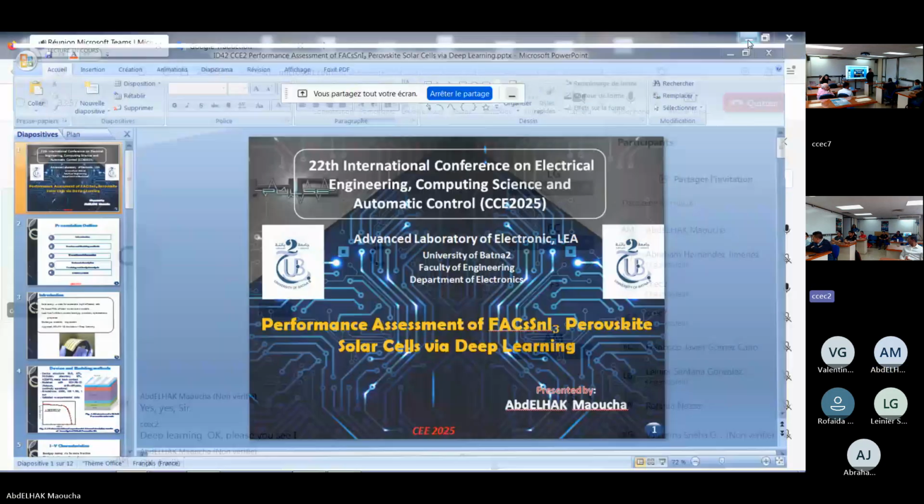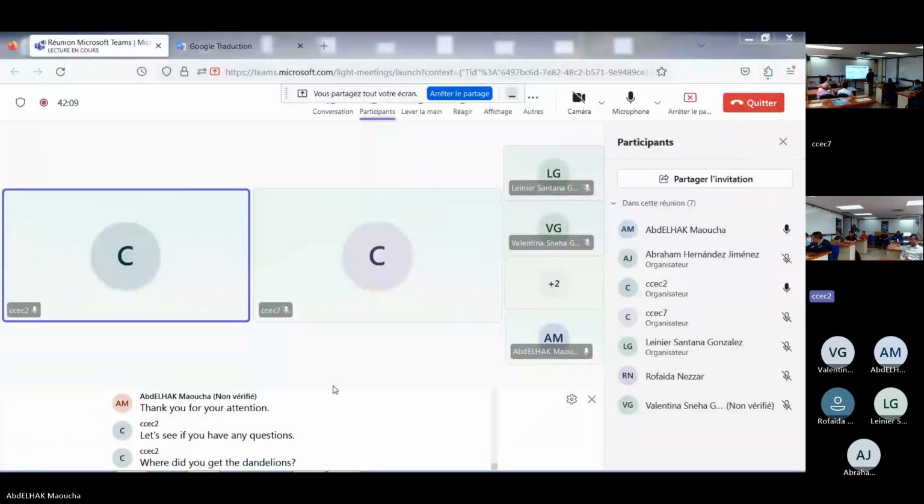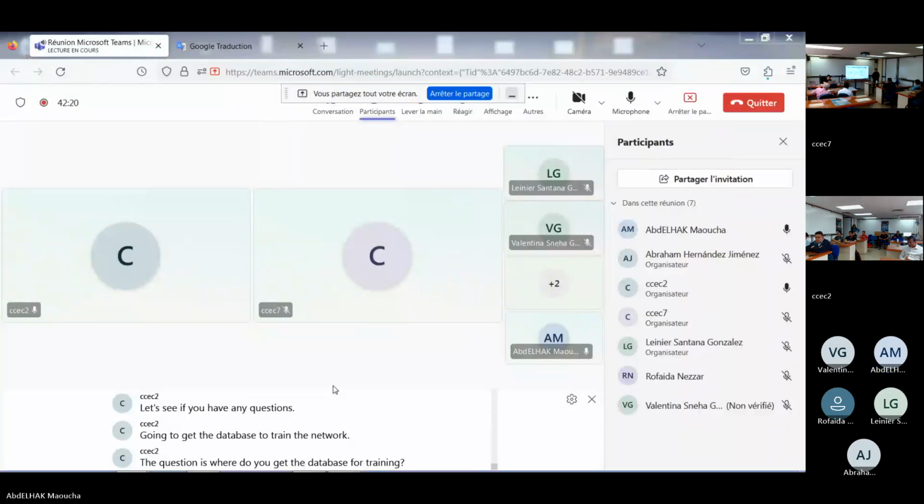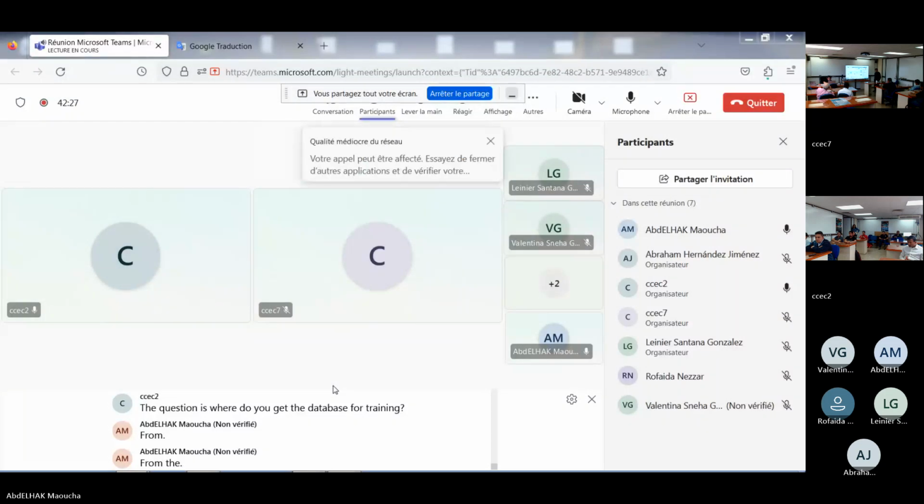Where did you get the database to train the network? The question is, where do you get the database for training? We got it from the SCAPS simulator.